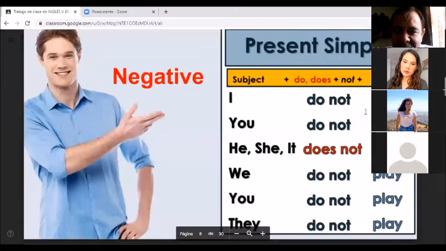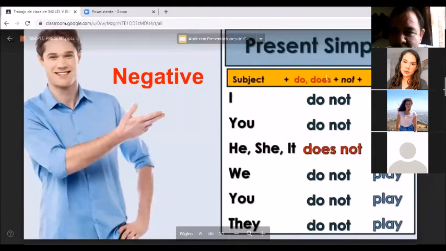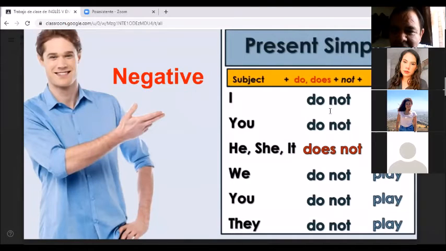Simple present in negative. Remember that to form the negative, we use the auxiliary do or does, and then we add the particle not. We have I do not play, you do not play, he does not play, she does not play, it does not play. We do not play, you do not play, they do not play. Remember that do doesn't have any meaning. This is only an auxiliary verb that we use to make the negative in present simple.